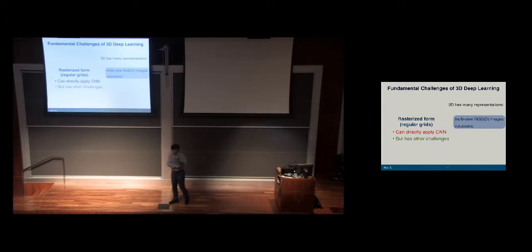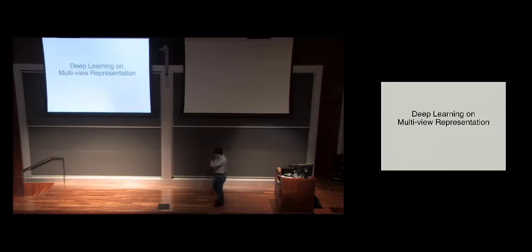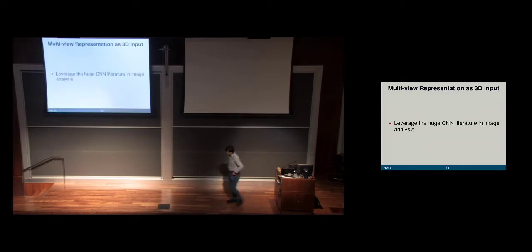Okay, so I'm going to introduce each family from a high level, starting from the simpler form, that's the rasterized form, where we could apply convolution directly on top of it. And we start from the multi-view representation because it might be most comfortable for you if you're familiar with CNNs. Basically, we'll consider how we design a network for taking some 3D form as input first, and then discuss how to generate output. So for multi-view representation as 3D input, the advantage is that we're able to leverage the huge CNN literature in image analysis. Note that I'm going to cover a lot of things, so to make sure that you get a take-home message before each chapter, I'll have a one-sentence summary of what you should remember.